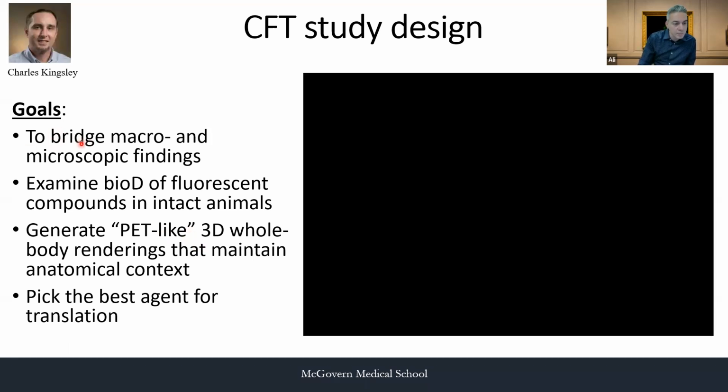So our goal was to bridge our macro and microscopic findings with CFT, Cryo-Fluorescence Tomography. We also wanted to see what BioD would look like in an intact animal. Ex vivo is cool, but ex vivo does not capture blood. We don't have that blood component. We don't have perfusion. So we're never going to be able to really wholly reconstruct a PET-like 3D rendering that actually has that anatomical context. And we thought we needed this to really, truly figure out what was the best agent.